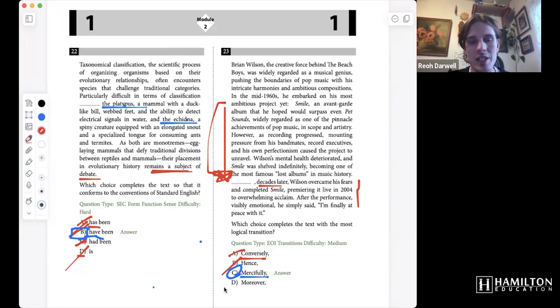Then moreover would be just listing additional information in line with the previous claim. But the previous claim is how difficult it was. Moreover doesn't make sense here because we're not giving more information about how difficult it was. So if you're missing this, study those transitions categories. That's how we arrived at mercifully.